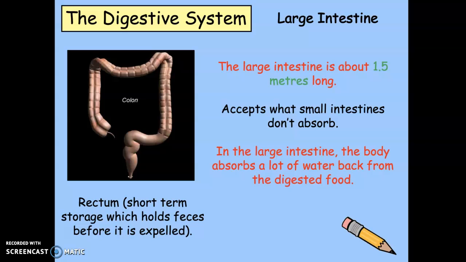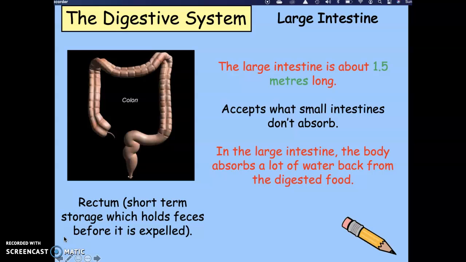And it's in the large intestine that the body now absorbs a lot of the water back from digested food. So all the material that passes into the large intestine is very dry. So water is added back into that dry food to try and loosen it and soften it slightly. These bits of food then pass through the large intestines and eventually reach the rectum. And the rectum is where it is basically stored in the short term, which holds the feces before it is then expelled from the body.